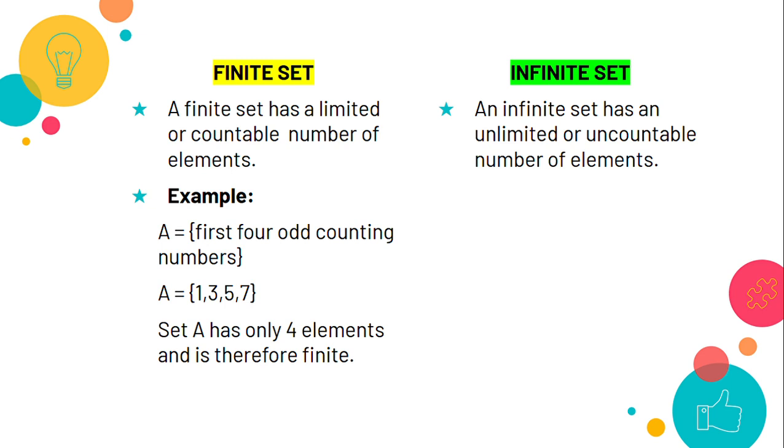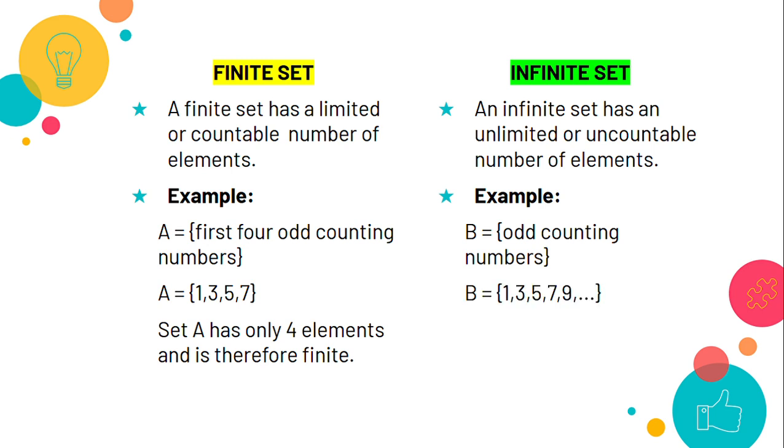If a set is infinite, it means that it does not have an end. It's unlimited or uncountable. For example, if we were considering a set B, which has odd counting numbers, then that set goes on forever and ever without any end. The first few odd counting numbers are 1, 3, 5, 7, and 9, but we can list infinitely many more counting numbers that are odd. So this set would be an infinite set.